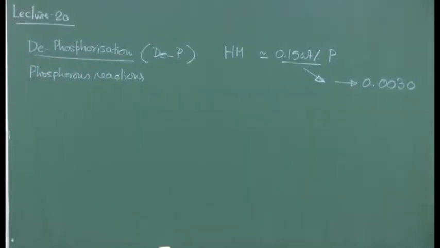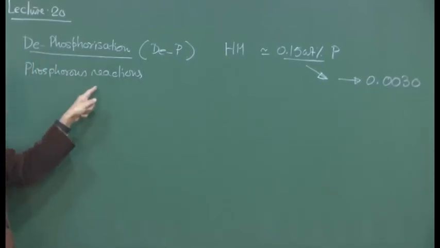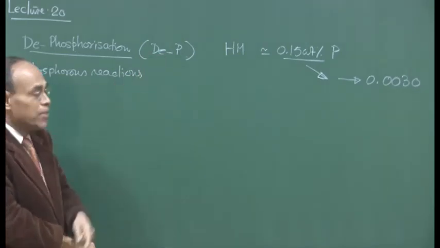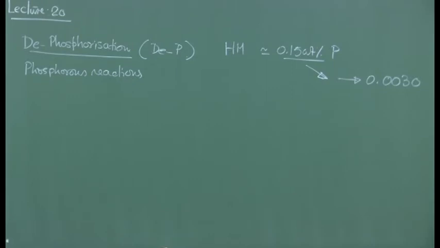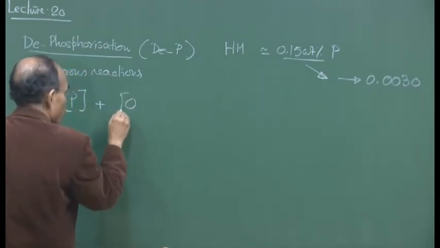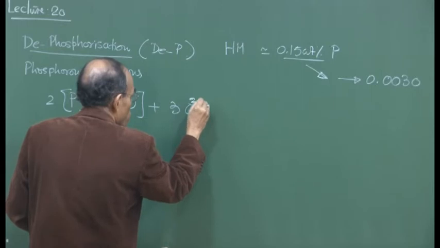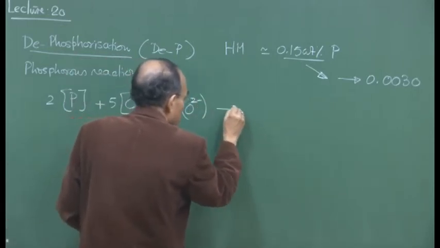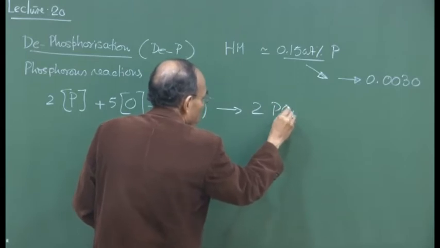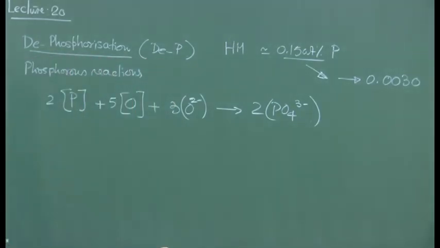We also write it in short form like DEP. Similarly, in the context of sulfur, I said desulfurization or sulfur reactions, and we could have written there D-S. So, the melt contains phosphorus, and if we write a balanced equation, phosphorus plus dissolved oxygen, in a basic environment, gives PO4 3 minus. That is basically the phosphorus reaction in steel making.